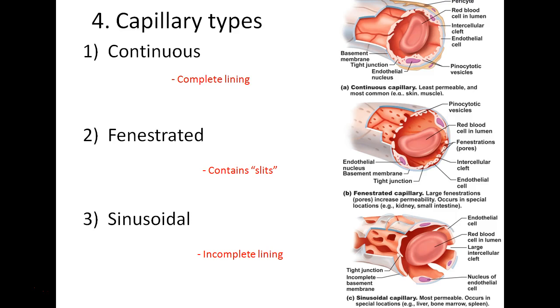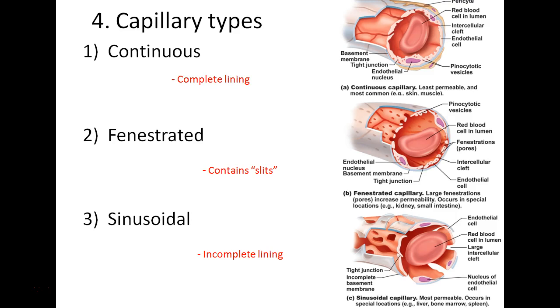And then we still have to get materials in and out of that vessel wall. So we have gaps in there called intercellular clefts. This is a sort of gap by which materials can pass through. And we're going to find these continuous capillaries in muscle, skin, lungs, and the central nervous system.